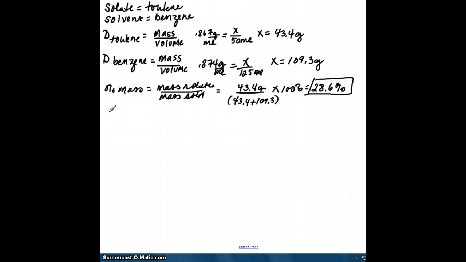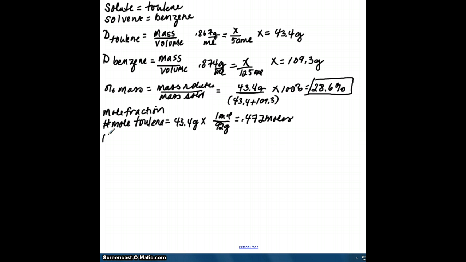Okay, now let's do the mole fraction. In order to do the mole fraction, we need to know the number of moles of the toluene, equal to the mass, 43.4 grams, divided by its molar mass, which is 78 grams. I'm sorry, 92 grams. That gives us 0.472 moles.